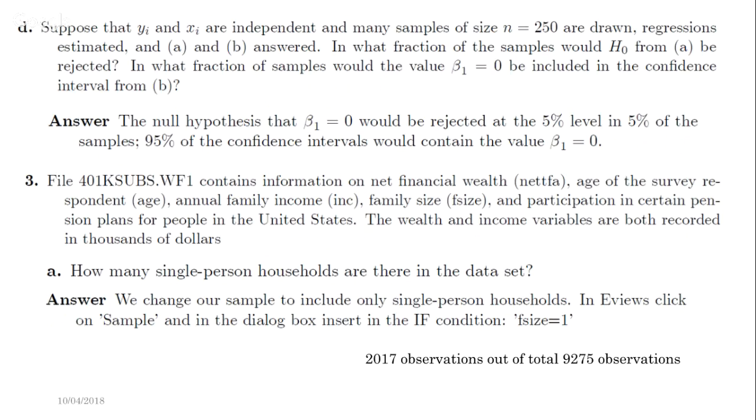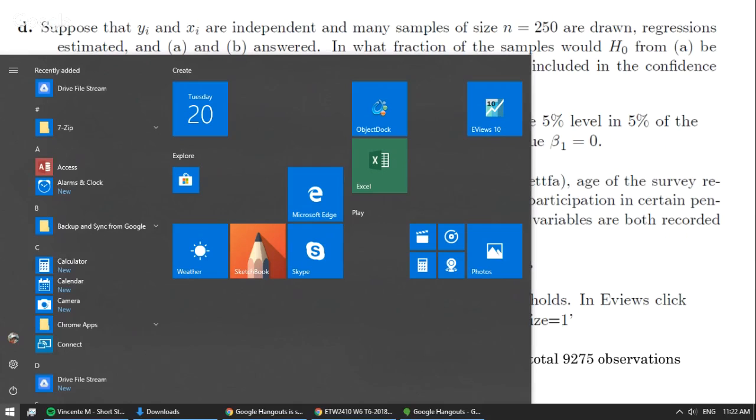How many single person households are in the data set? Okay, so we have family size there. So for single people, what is the family size? 1, right? Yes? Makes sense? Family size of single people is just 1. They're living alone, right? So for the data set, we change the sample to only include single person households. Okay.